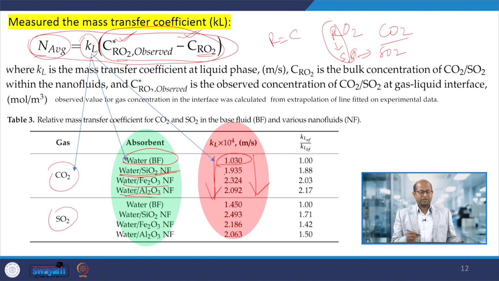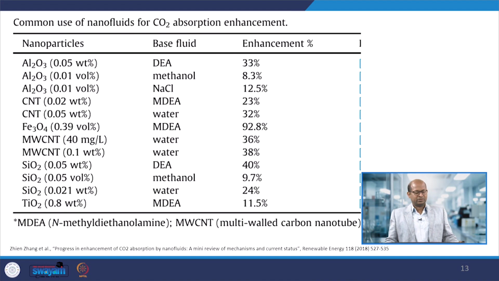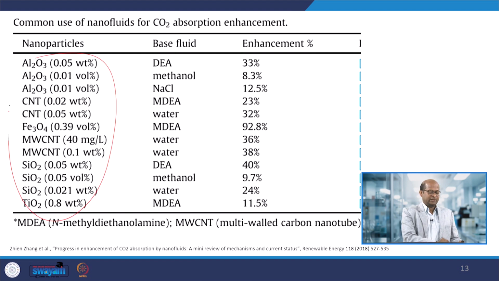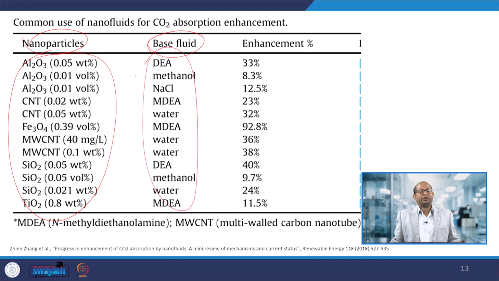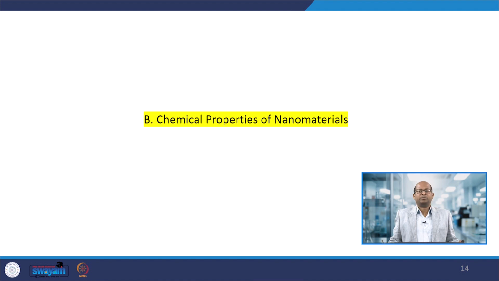So the nanoparticle has a role in separating out any target gas component, that is CO2, SO2, whatever. Depending upon the gas mixture we have, the rich gas, we can separate it out by using various nanoparticles with the solvents. Here, CO2 absorption enhancement by using various nanoparticles has also been shown: alumina, CNT, Fe3O4, multi-walled CNT, SiO2, TiO2. A very small fraction of the nanoparticles we can use with the base fluids to make nanofluids, and we can use that as a solvent for separation or CO2 absorption. It has been reported that there are some enhancements in efficiency or performance using nanoparticles.